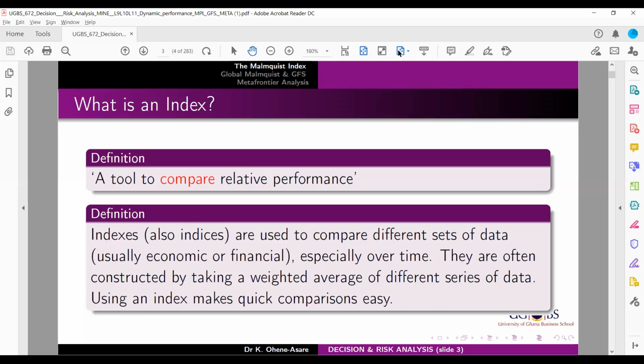Look at Malmquist Productivity Index, and I want to know those of you who have heard about it. Those of you who have heard about Malmquist Productivity. All right. Almost all of you have heard about Malmquist Productivity. So please lower your hands.